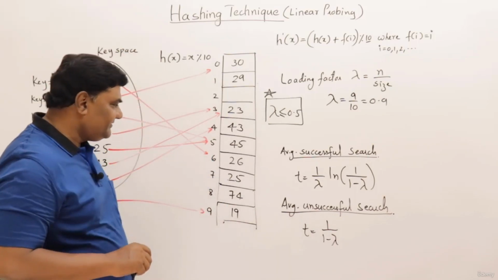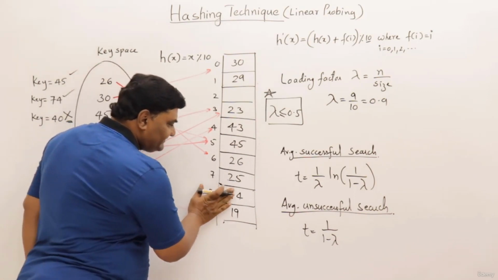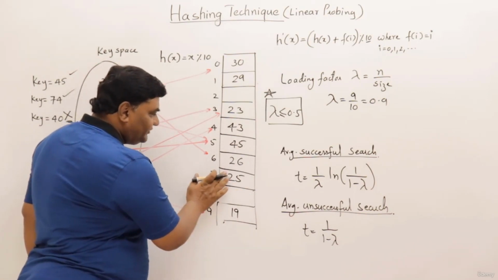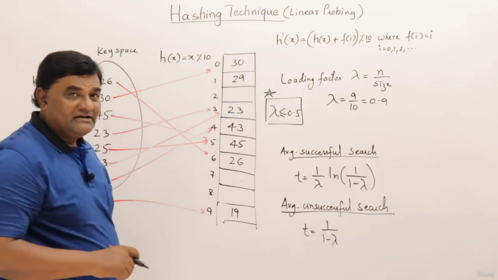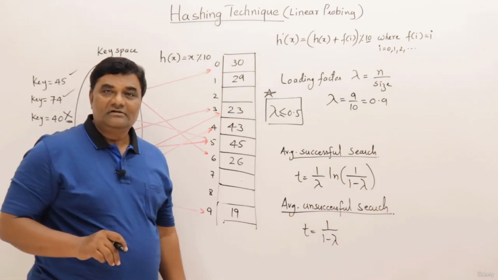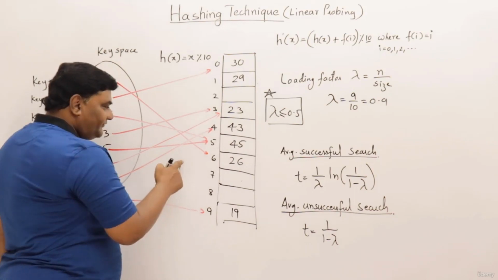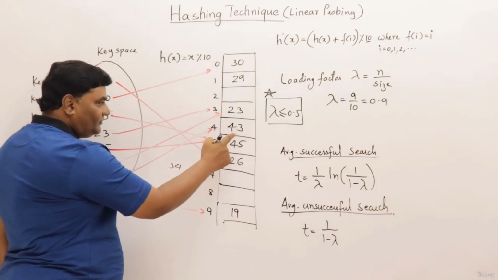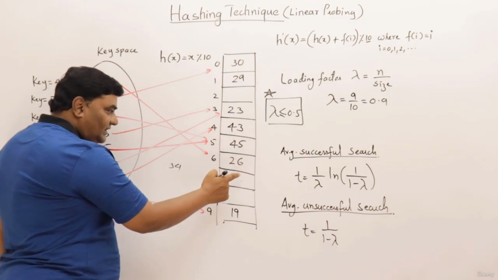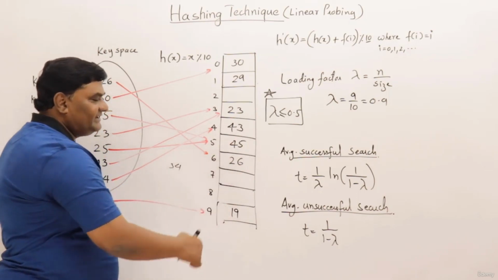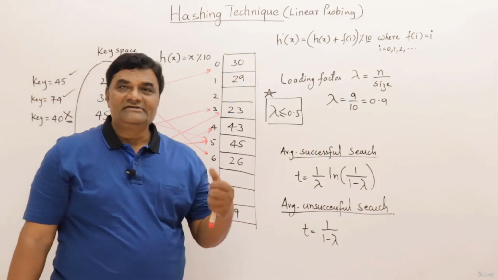So when you are searching for something, for example, suppose 74 is not there and even 25 is also not there, assume that. Now I am searching for 34. For 34, you go to index 4. Is it 34? No. Is it 34? No. Is it 34? No. There is a free space, blank space. So we reach blank space, key is not found.